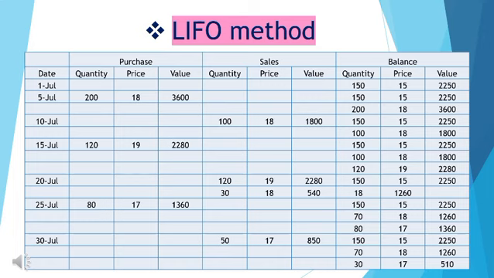Once the 100 units are issued, the balance gets reduced. Thus, we update the balance column by removing 100 units from the 200 units at 18 price entry. The same steps are repeated till the end. The key feature of this method is that we always issue the lastly purchased stock first. By calculating this way, we get the final stock balance as 510 rupees.